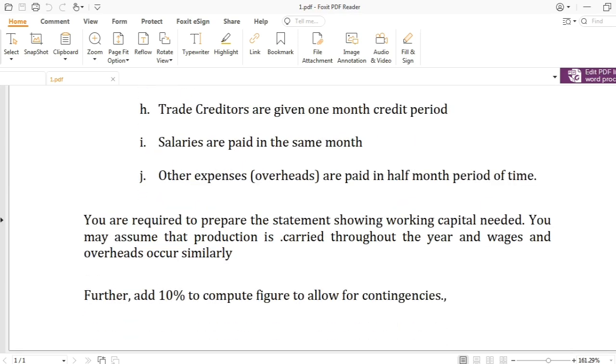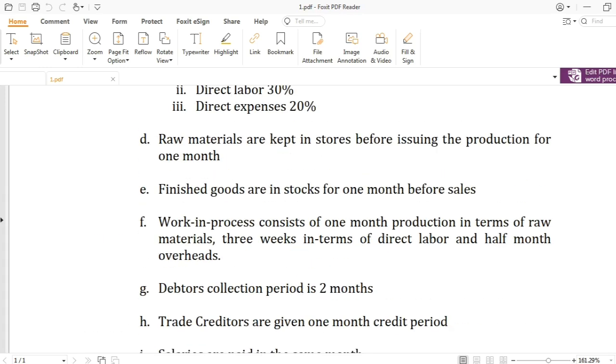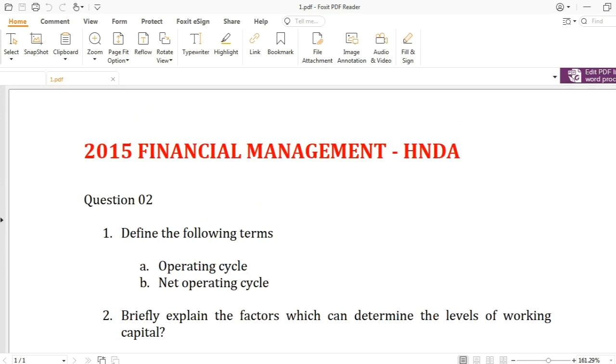You are required to prepare the statement showing working capital needed. You may assume that production is carried throughout the year and wages and overheads occur similarly. Further, add 10% to the computed figure to allow for contingencies. Okay, we are going to do the accounts.